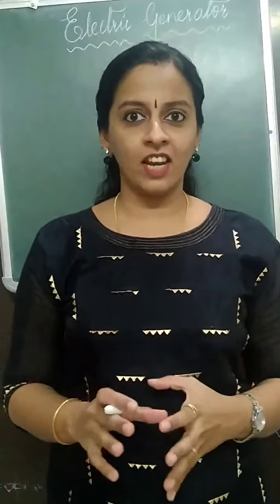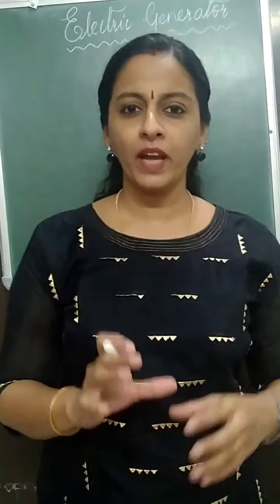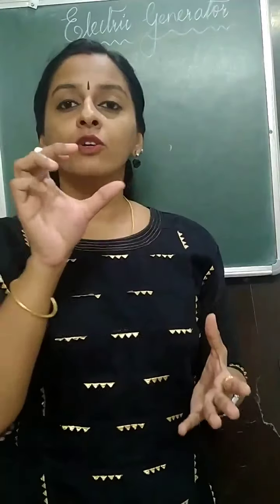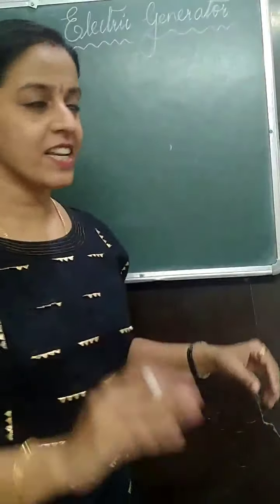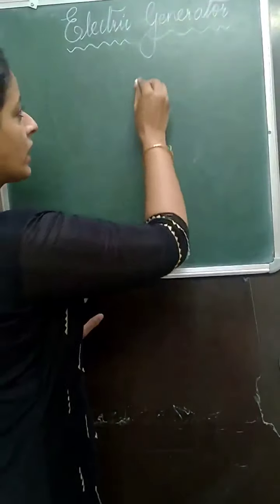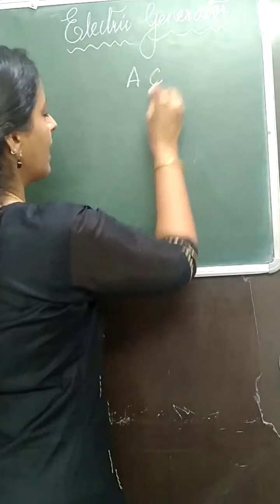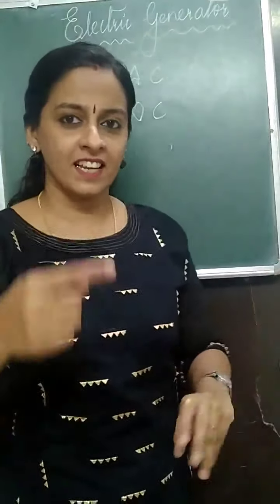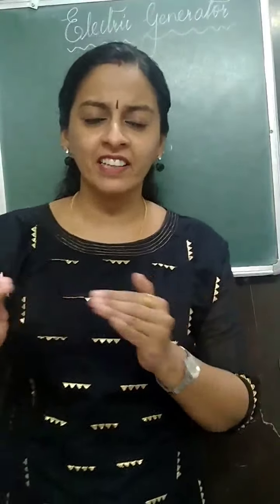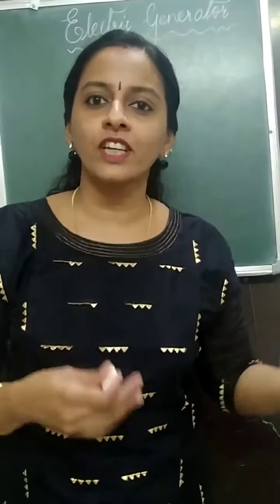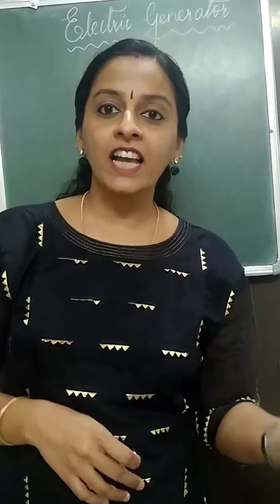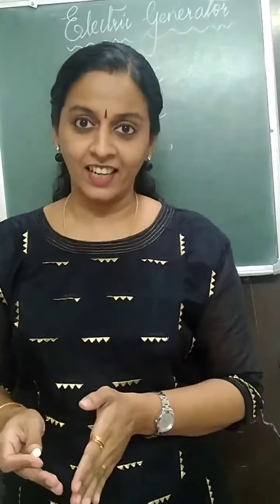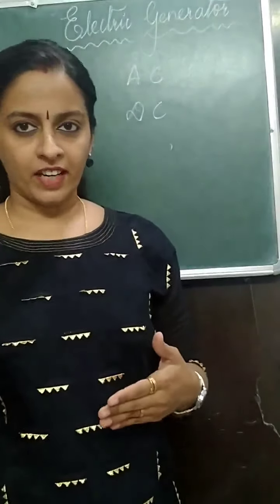Now electric generator, as soon as you write the topic, if it is asked in the question, you have to first define what is an electric generator. Electric generators are of two types. One is the AC generator and the other is the DC generator. What is an AC generator? First of all, generator. Something is generated. So here, a device that produces electric current from mechanical energy is called a generator.